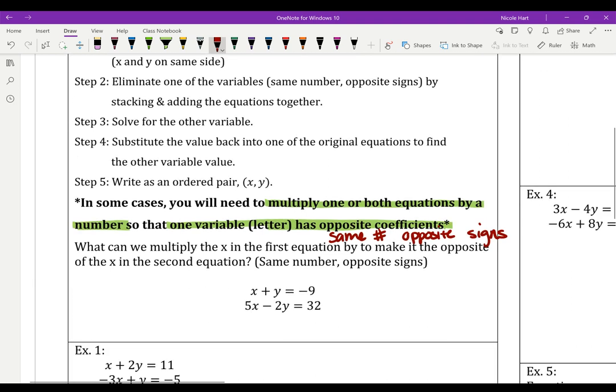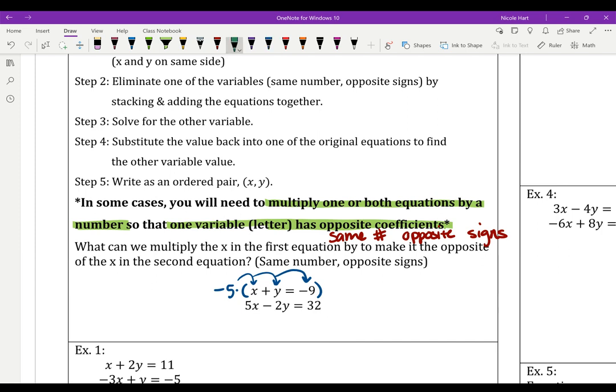So just to give you a quick example, I have this equation here, and I'm asking what can we multiply the x in the first equation by to make it the opposite of the x in the second equation, so that they have the same number but opposite signs. So the first equation just has a positive 1x. The second equation has a positive 5x. So what I will need to do is multiply the entire top equation by negative 5 and distribute that in order for us to have a positive 5x and a negative 5x.